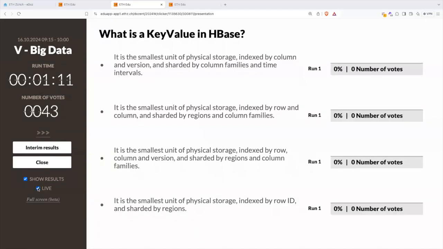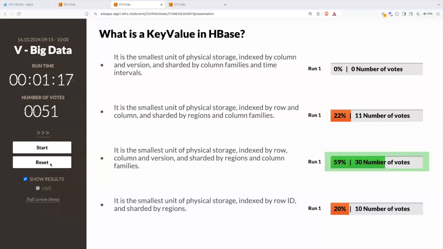42, that's a good number to end. So we have a majority right here, and the majority is in fact correct.